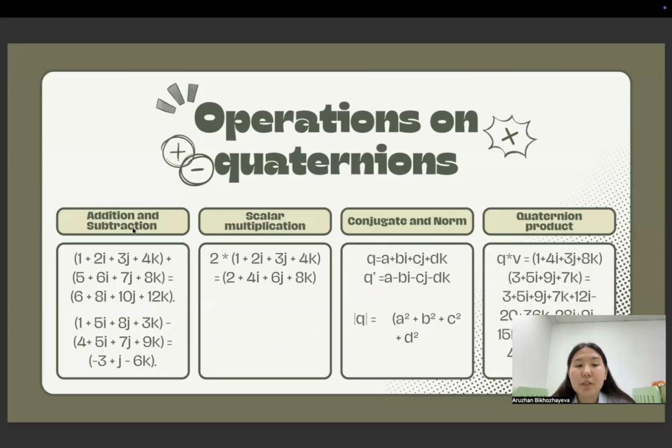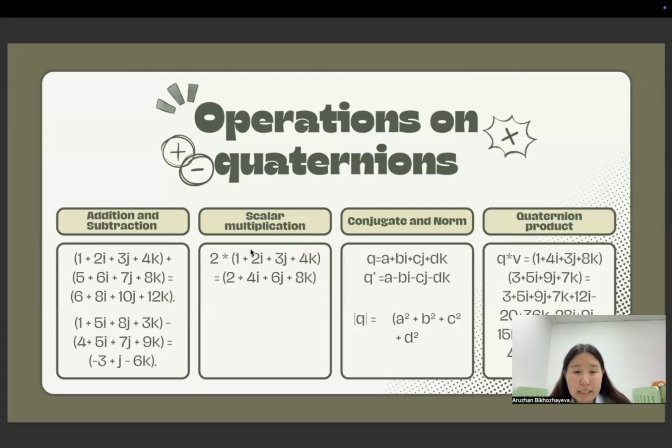First one is addition and subtraction. You can say i, j, and k as x, y, z, like just an equation, and we just add or subtract real parts and then imaginary parts component-wise, like i to i, j to j, k to k. It's really easy.